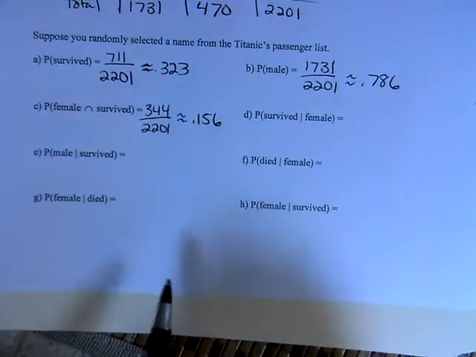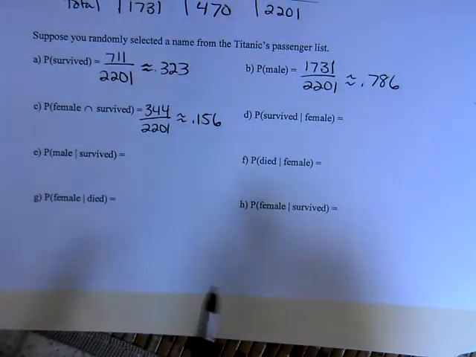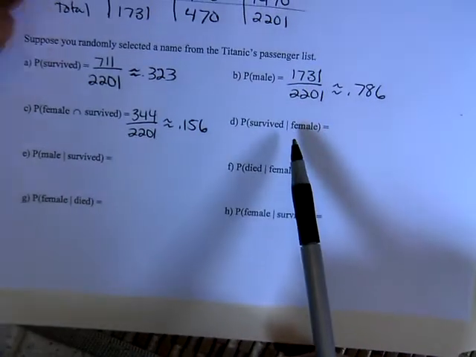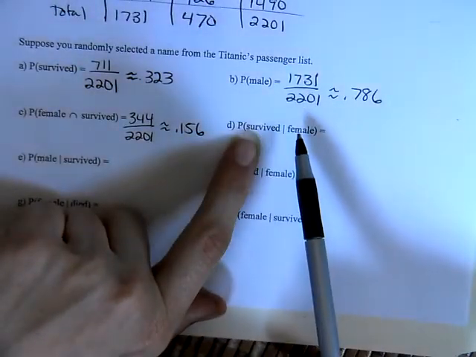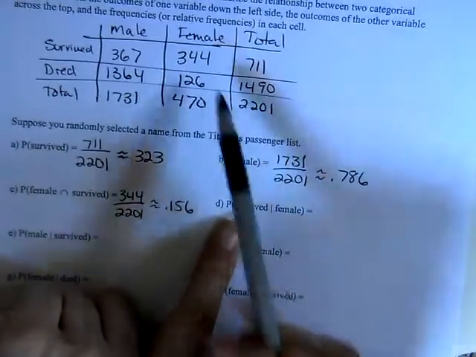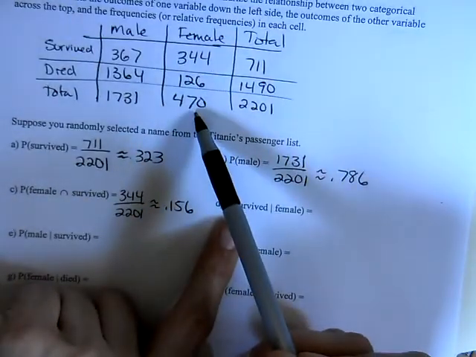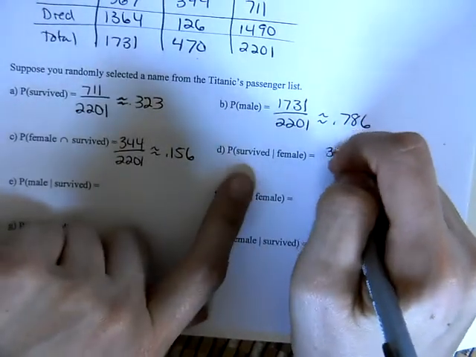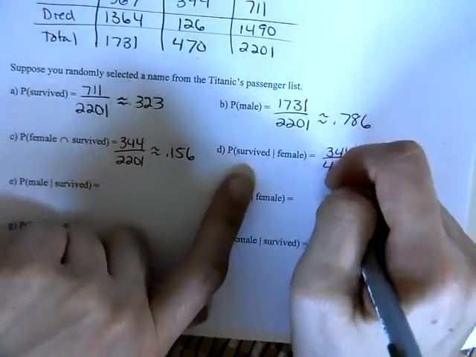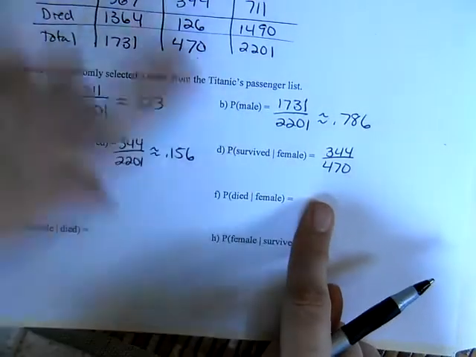Now, the rest of these are all conditional probabilities. So, again, the second part becomes your denominator. So, what's the probability that they survived given that they were females? So, out of all my female passengers, how many survived? So, now this changes. It's 344 over 470 because I'm only looking at the females.